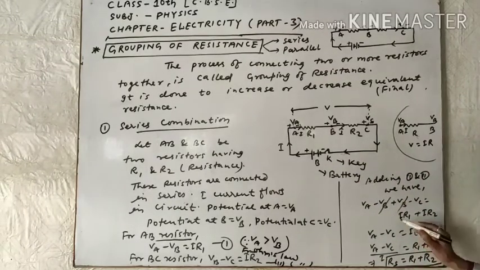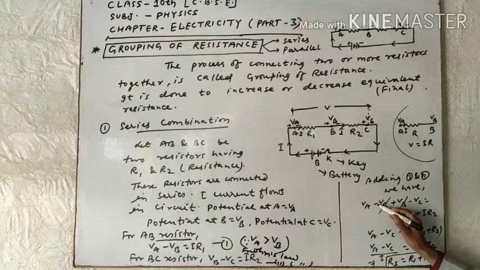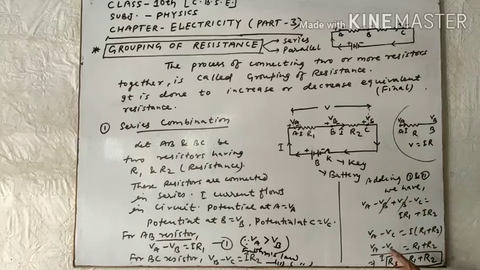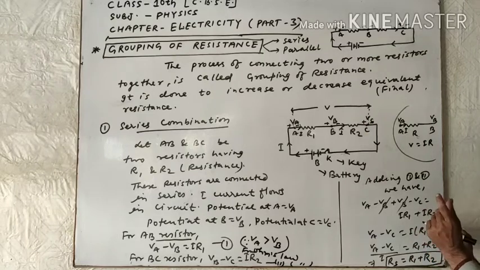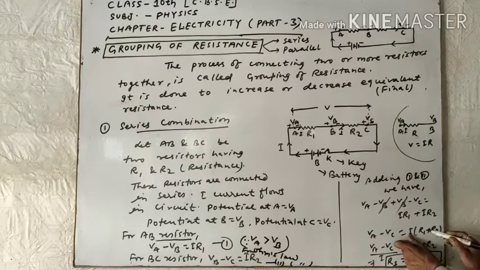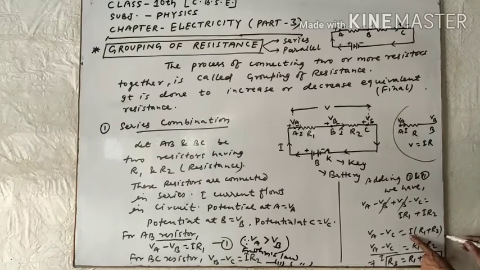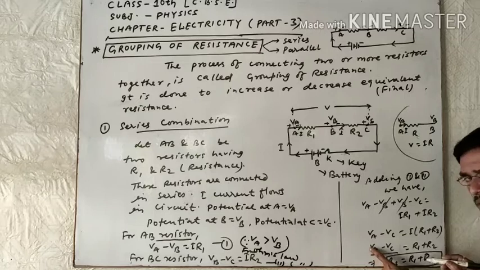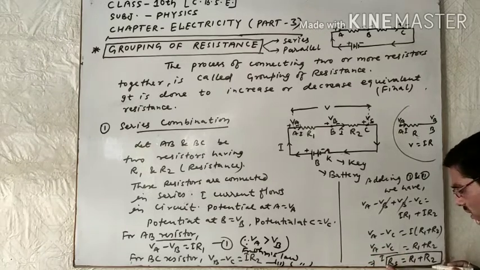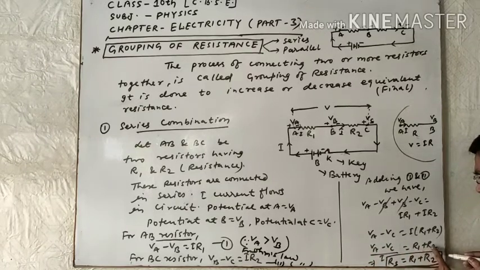Further VB, this is in minus, and this VB, this is in plus. Both will be cancelled. VA minus VC equal to IR1 plus IR2. We will take I as common. I हम common लेंगे, तो we will get the result R1 plus R2 होगी. Now this I is also transferred to the opposite side. We can also write VA minus VC by I equal to R1 plus R2.